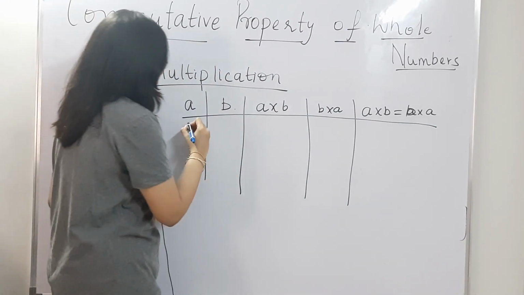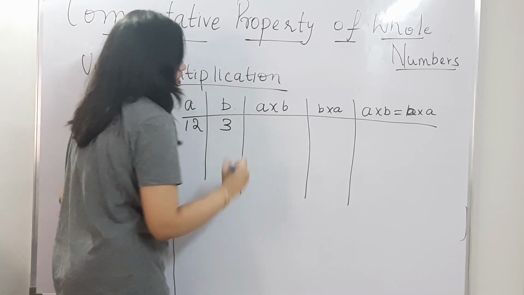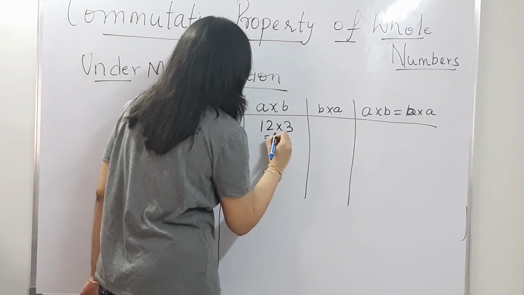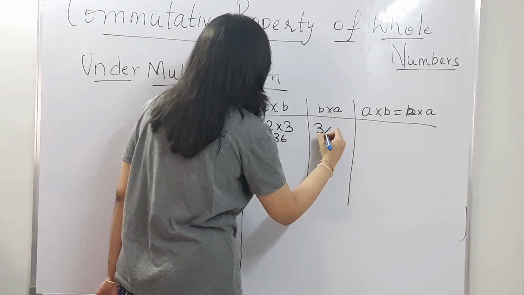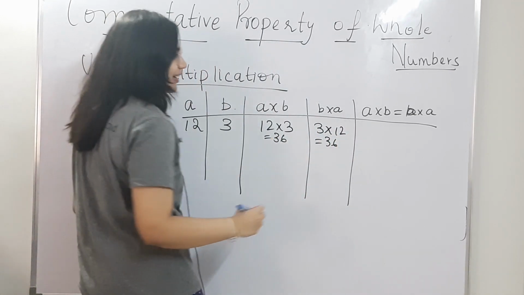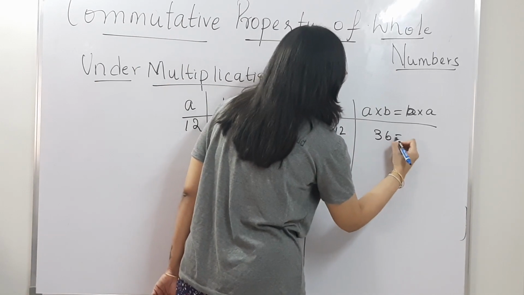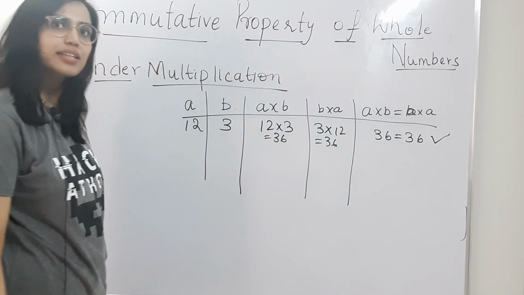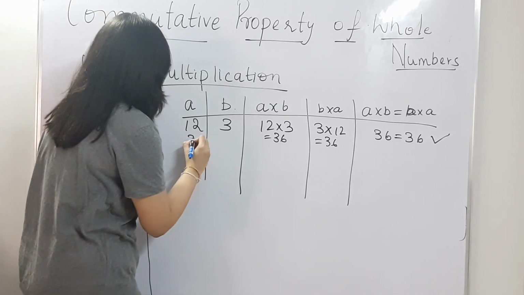Now let's try. First I am taking 12 into 3. You must be knowing 12 table, and what is 12 threes? 36. And now I'll reverse the order. I'm still getting 36, right? So that means 36 is equal to 36. So commutative property satisfies for this number. Let's take some more combinations.